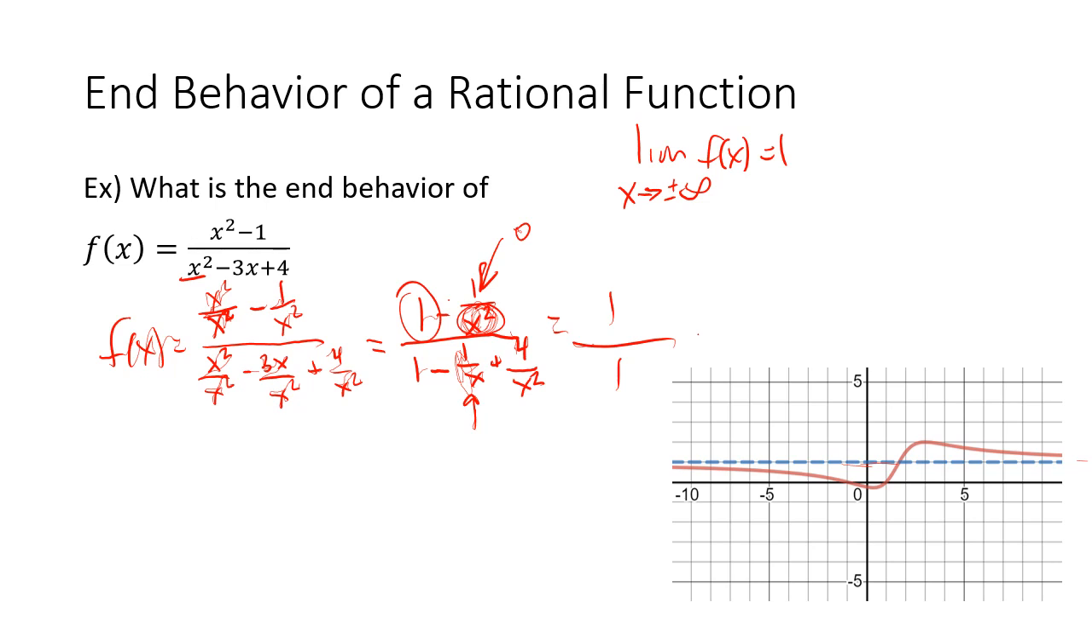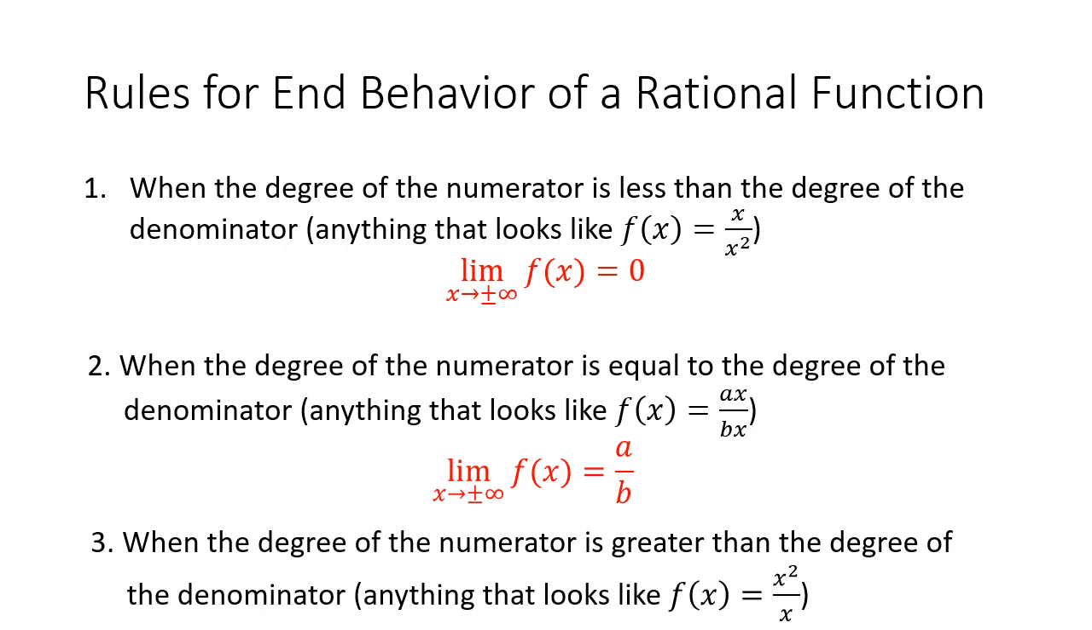However, if you keep doing this over and over again, you realize that there's a pattern, and from that pattern you can generate some rules. Here are the 3 rules for the end behavior of a rational function. You have 3 different possibilities here, and it has to do with the degree of the numerator versus the degree of the denominator. If the degree of the numerator is less than the degree of the denominator, then the limit as x approaches either positive or negative infinity of this function is 0. And we saw that in an example earlier.